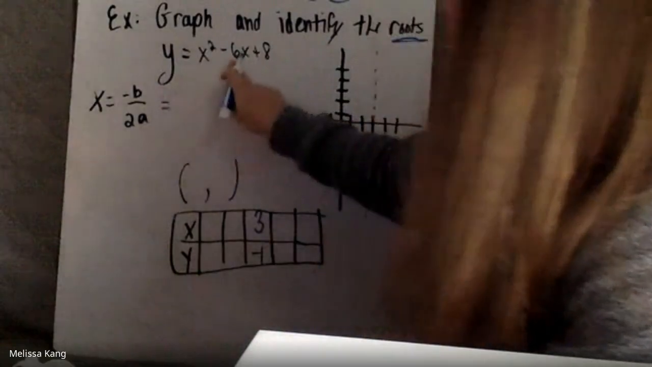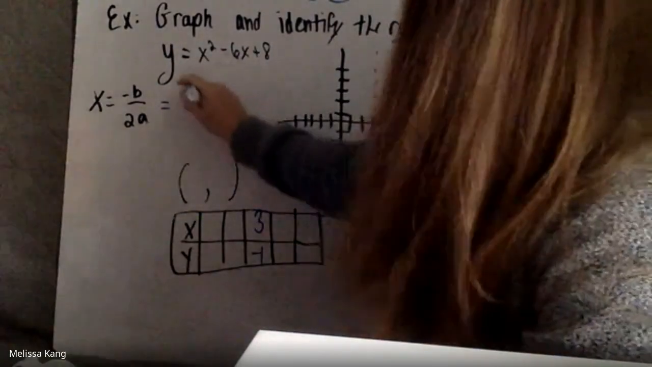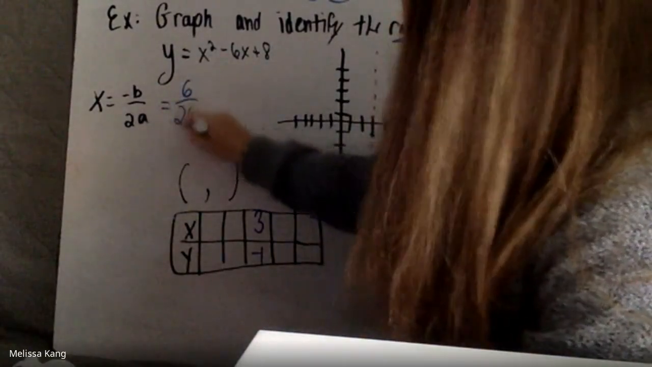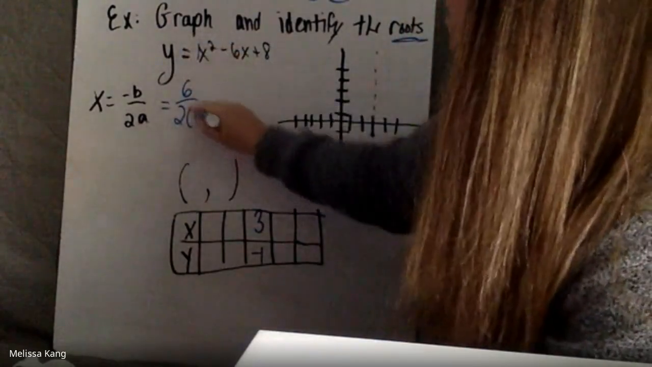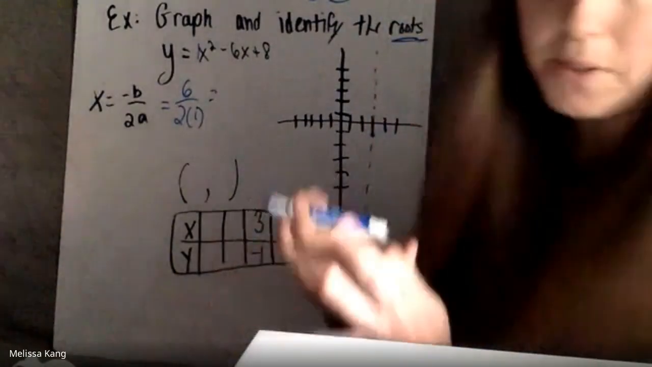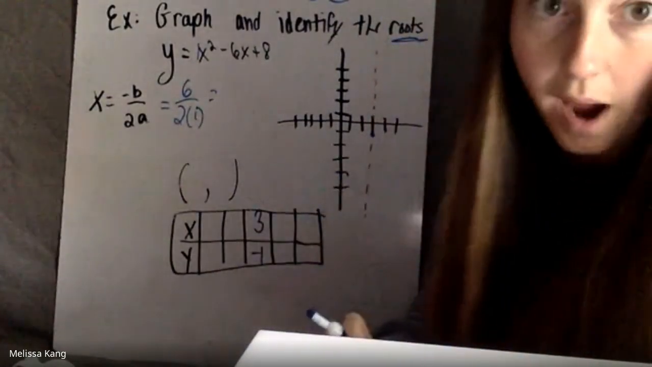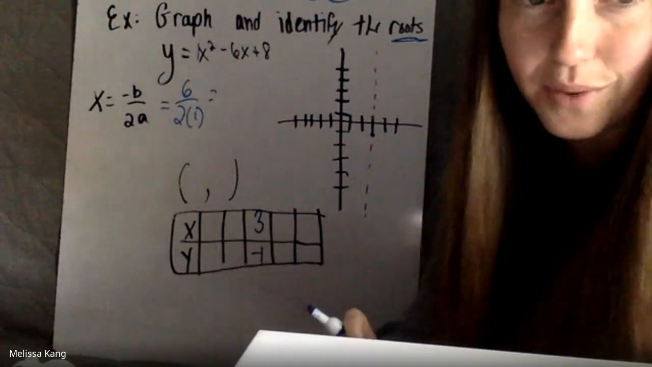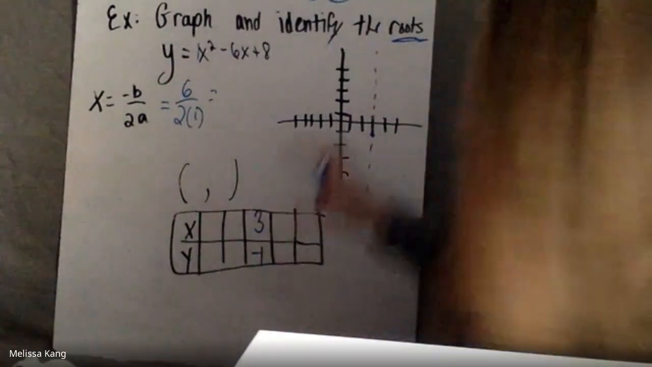So the opposite of -6 is +6 over 2 times 1. Okay, now that could be another number. We just have been using 1 a lot. Trying to keep the numbers small since we're making graphs in our notebooks, so I know that it's easier for you to kind of stay close to that origin.